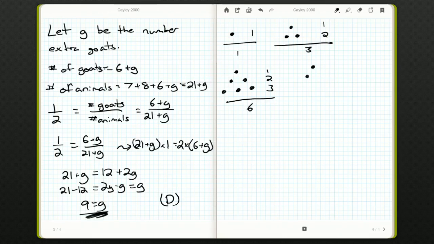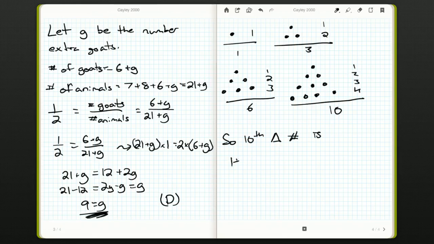How about that fourth triangular number? 1 on top of 2, on top of 3, on top of 4 dots. 1, 2, 3, 4. And if we look, we get our calculator out, or we do it by hand, 1 plus 2 plus 3 plus 4, well, hey, that's 10. So the 10th triangular number is just going to be 1 plus 2 plus 3 plus 4 plus 5 plus 6 plus 7 plus 8 plus 9 plus 10.